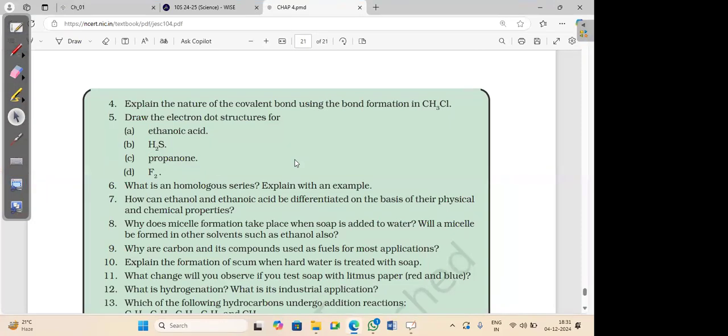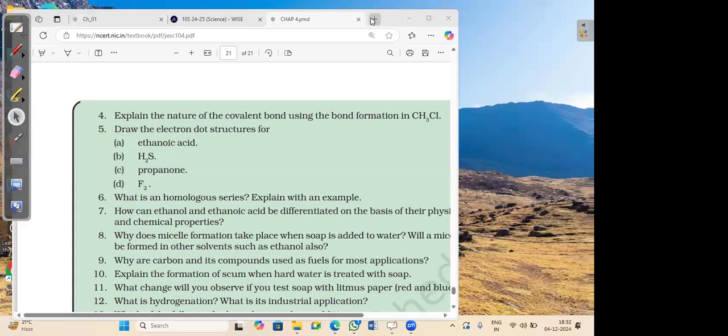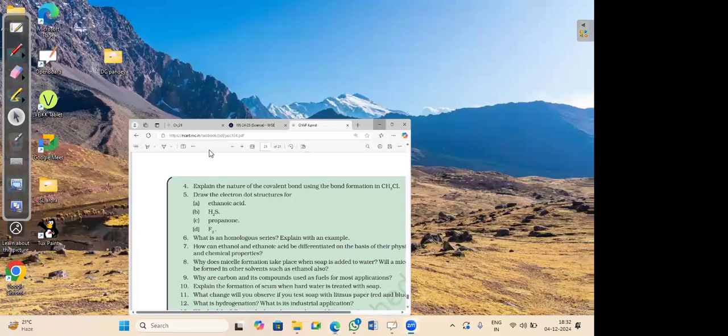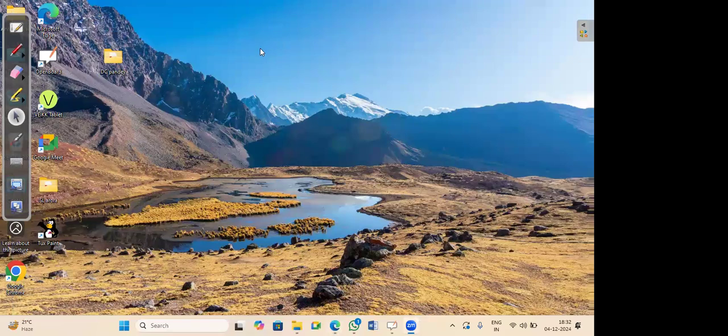Okay, next question is what is a homologous series? Explain with an example. So what is a homologous series? Kartika, what is a homologous series? Dhairya, are you there? Yes, sir. Okay, Dhairya. So what is a homologous series?